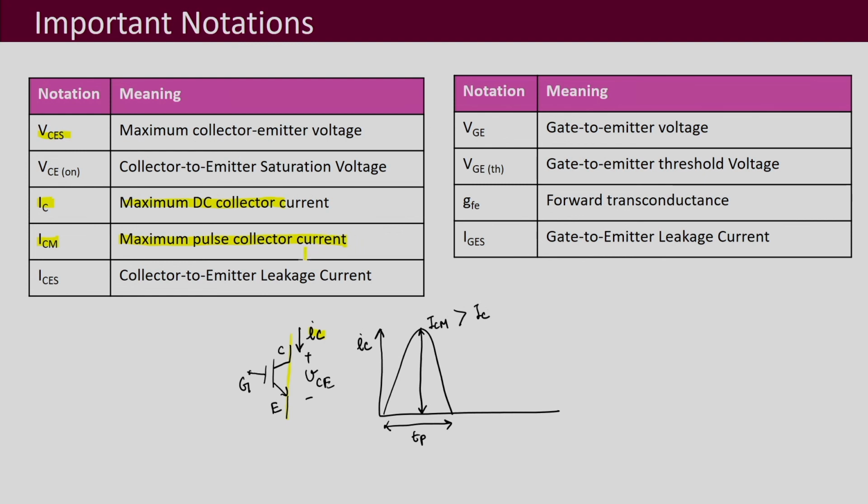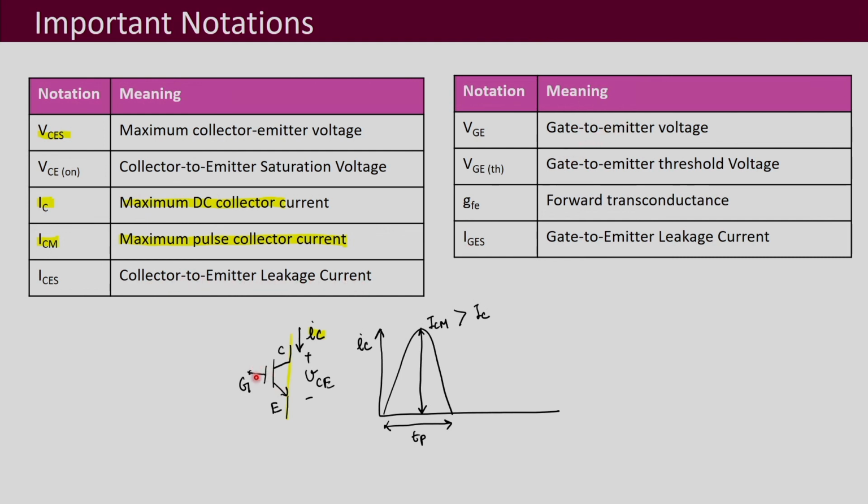And then there can be some leakage current also while this is blocking. At that time ideally it should be 0, no current should flow, but there is always some current that keeps on flowing. So, that is your leakage current, which is denoted as your ICES, collector to emitter leakage current.